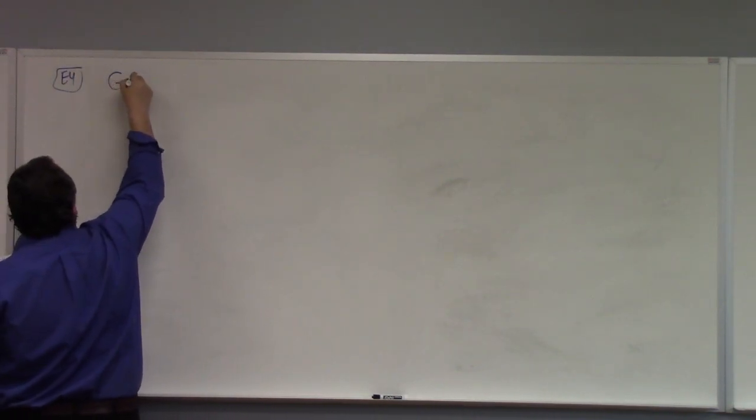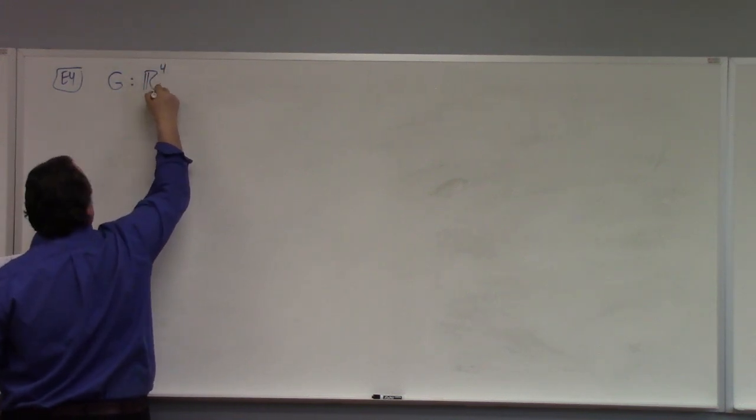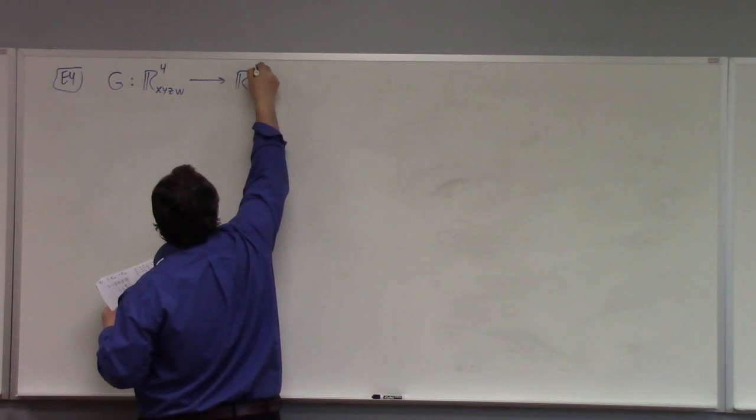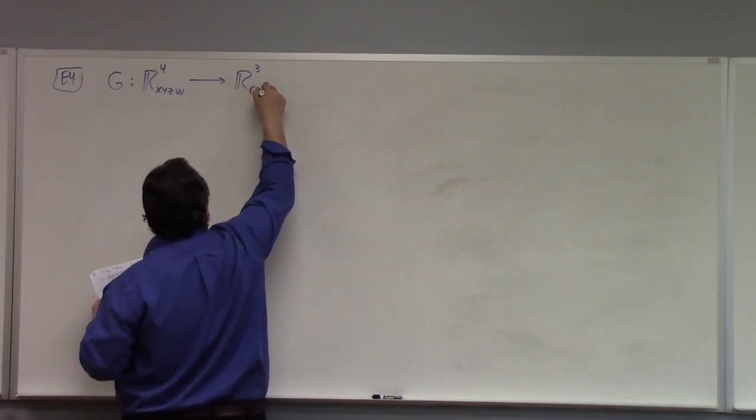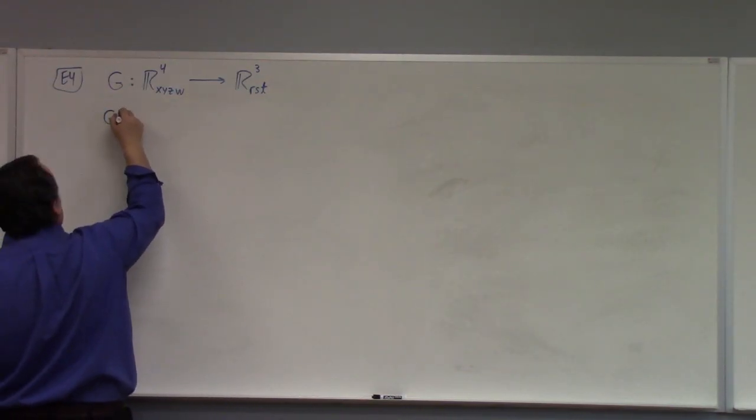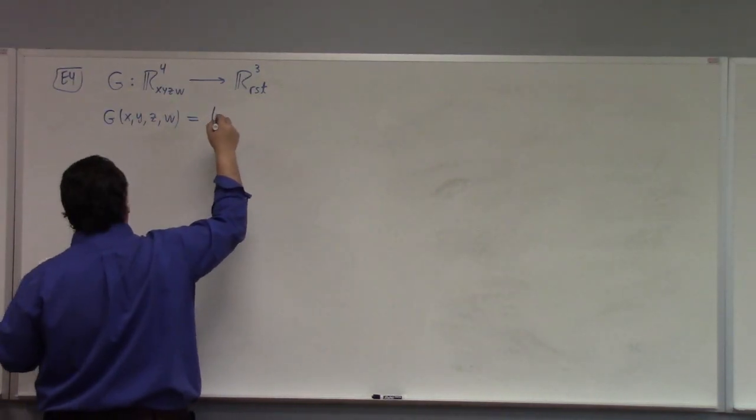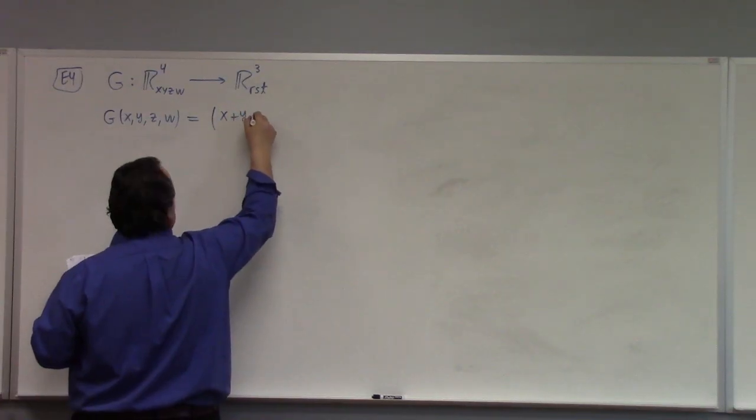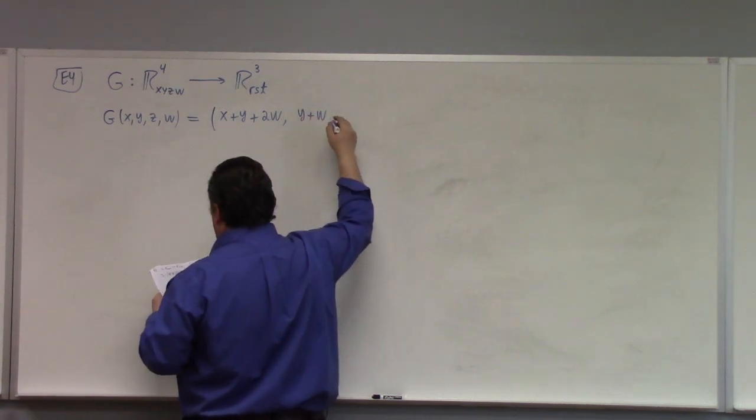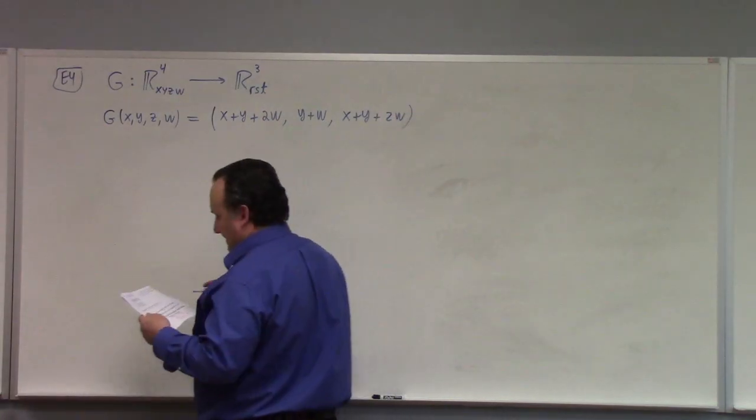Let's look at g as a function from R4, where I'm going to use coordinates x, y, z, w, and I'm going to let it map over here to 3-dimensional space with coordinates r, s, t. And my mapping, g, of x, y, z, and w is going to be equal to x plus y plus 2w, y plus w, and x plus y plus 2w. All right.